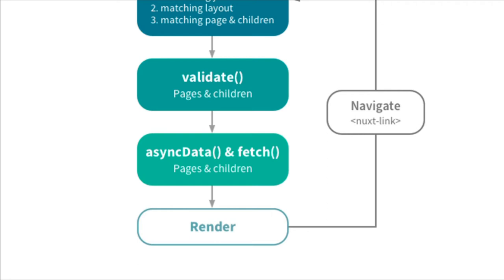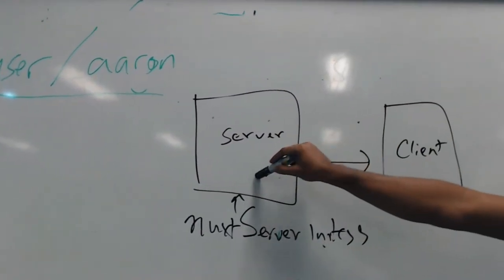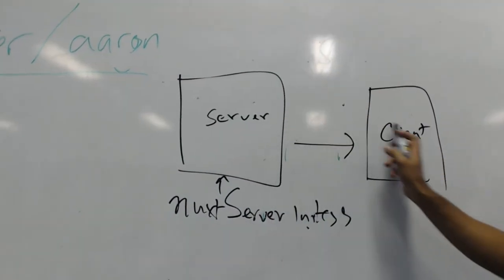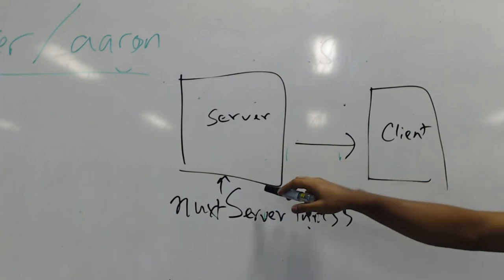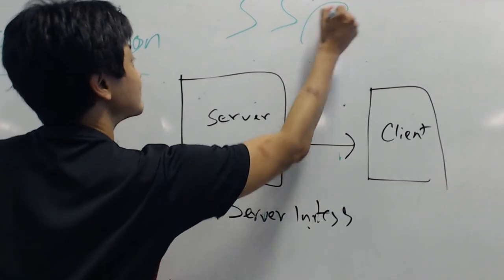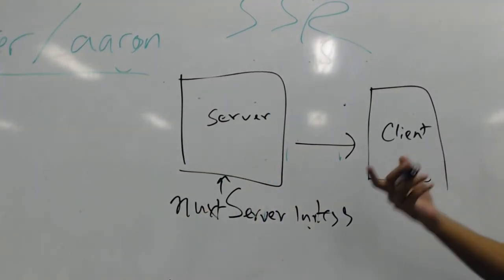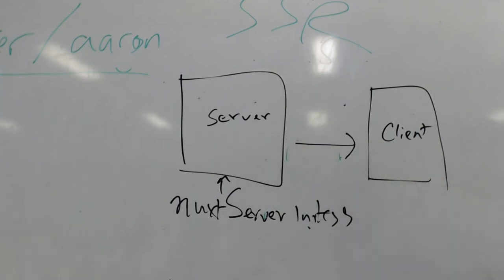Whenever you hit a route for the first time, this gets triggered on the server side. So the server receives the information first, and after it gets all the data, it's going to push it back to the client. This is the first phase, and that's happening for the very first time you're loading the page. So if you have something very computationally intensive, it's going to take a very long time before it can push the data over to the client.